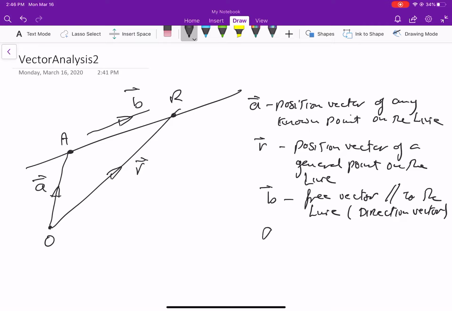Then define a quantity lambda. Lambda is a scalar variable, or also called a parameter. Then the vector equation of this line can be quoted as R. Actually, before I quote it, let me just prove it.